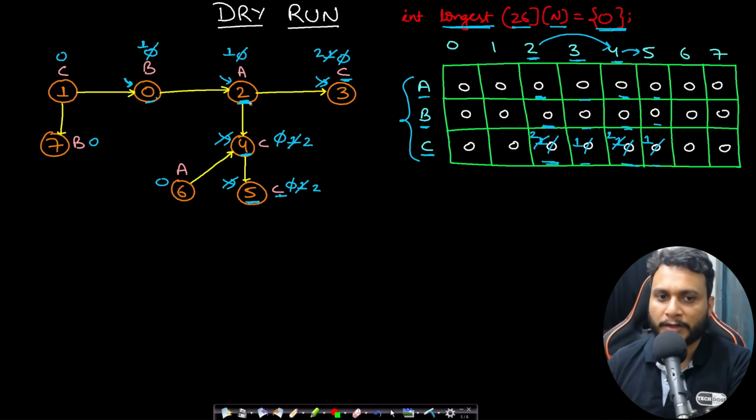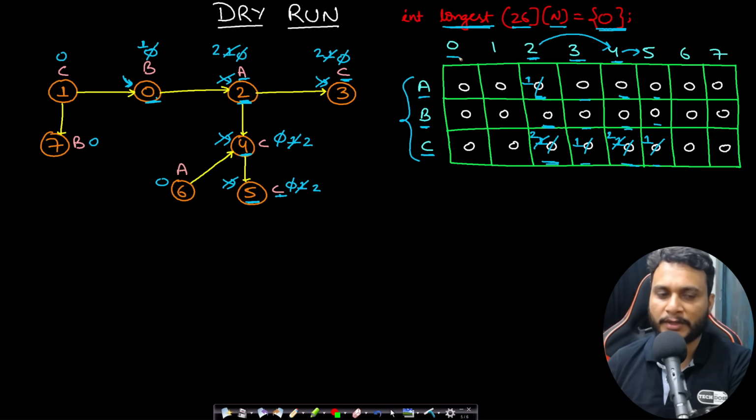Now through 2 there is no other path. So before backtracking, you have to add this color A to 2. So the color count of A will increase by 1. And before backtracking, you have to set this state to visited and processed. So I have marked it as 2 and I am going to 0.